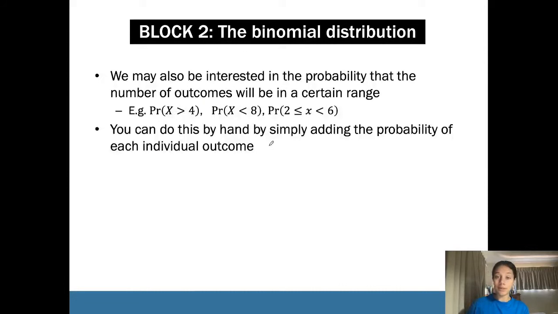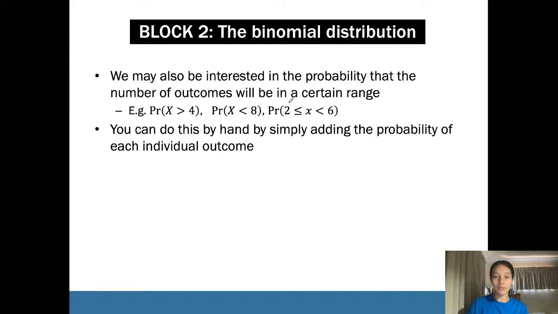Alrighty, so another thing with binomial distribution is we may also be interested in the probability that the number of outcomes will be in a certain range. You can do this by hand by just adding the probability of all the outcomes that fall in that range. So if it's out of 10 and you're doing greater than 4, you can add up 5, 6, 7, 8, 9, 10. Less than 8, you do everything up until 7. So 0, 1, 2, 3, 4, 5, 6, 7.